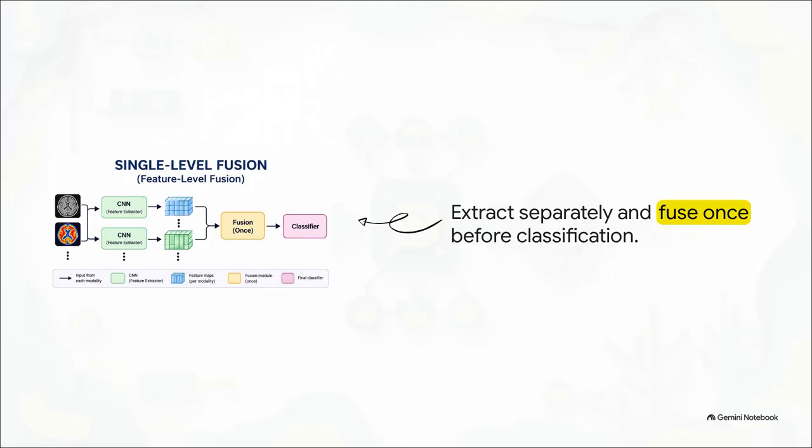Under the hood, it looks like this. Separate feature extractors on the left generate those blue and green feature maps. Then, bam! They hit that yellow fusion box once. It's incredibly efficient and super easy to implement.